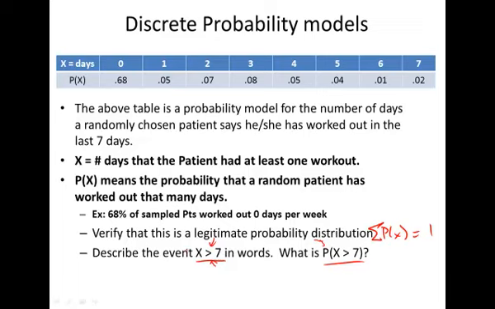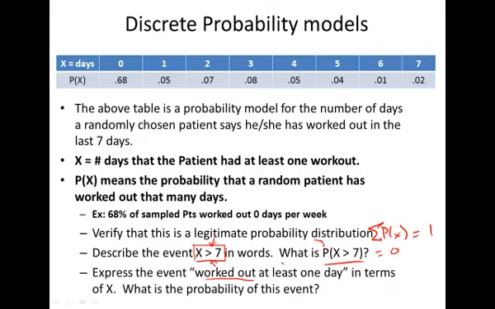So in words, what this is saying is that the number of days that the patient worked out was more than 7. But that's in a week. There are not more than 7 days in a week. So the probability that x is greater than 7 is 0, because 7 is the number of days in a week, as we said.